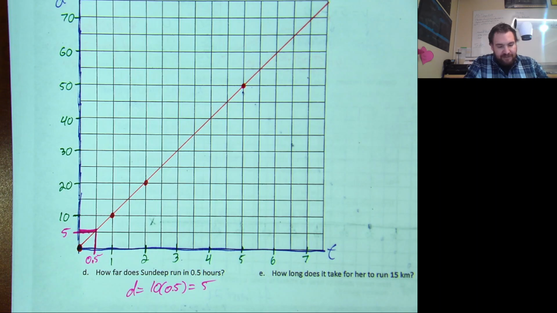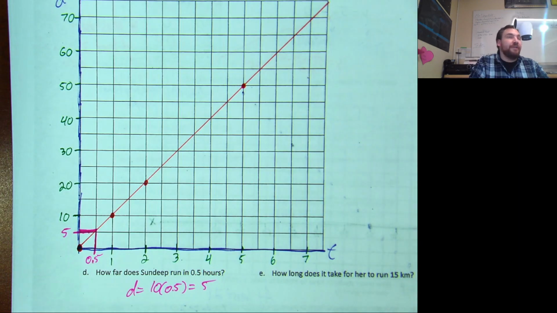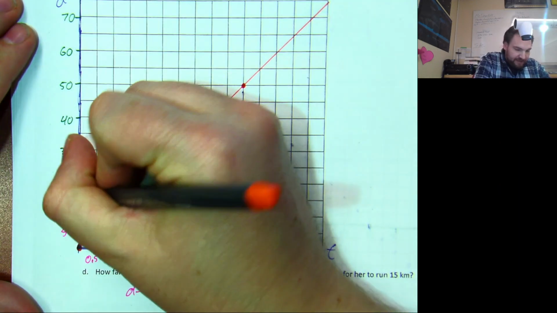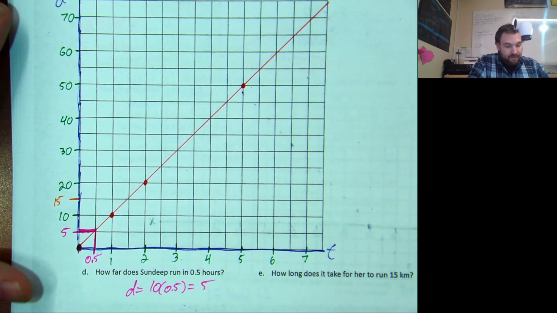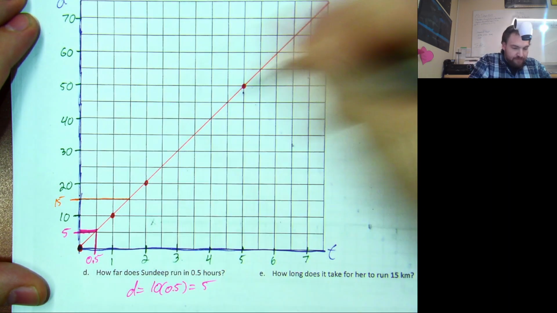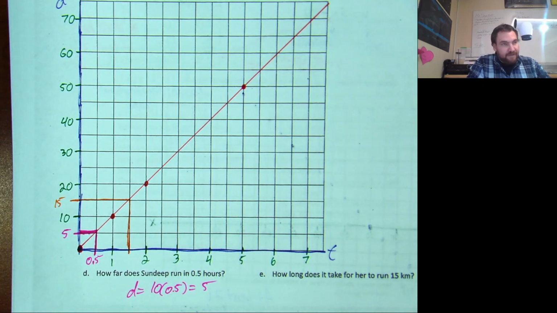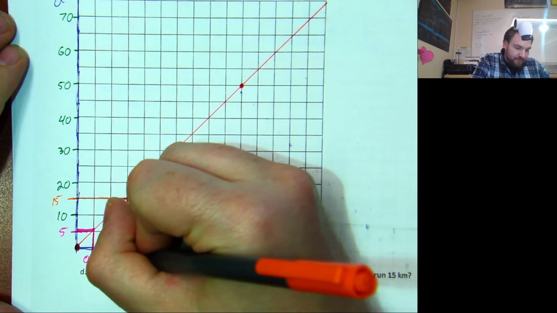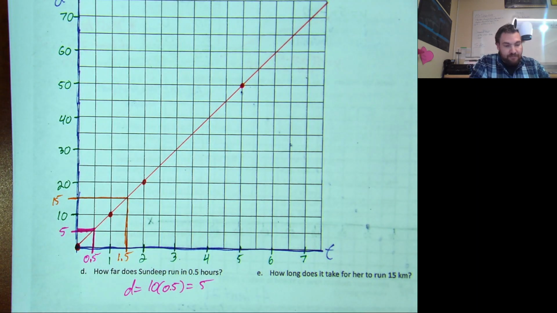And then the last one, how long does it take her to run 15 kilometers? How are we going to do that one? If we're reading it off the graph, where's 15 kilometers on the graph? Right here, between 10 and 20. Good. And then what? Go over to the graph and go down to my time. How long does it take her to run 15K? 1.5 hours.